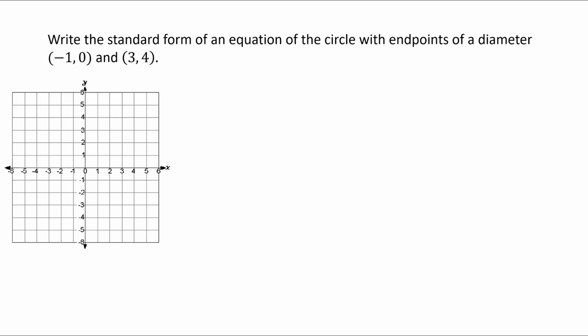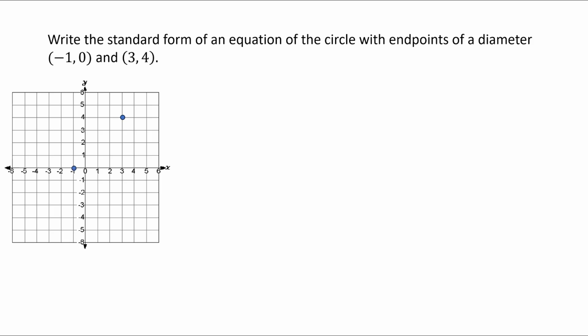Okay, so this is the problem we ended on, right? The standard form of an equation of the circle with endpoints of a diameter (-1, 0) and (3, 4). So in this problem, they're not telling you the radius. They're not telling you the center. They are telling you the endpoints of a diameter. So those endpoints are (-1, 0) and (3, 4).